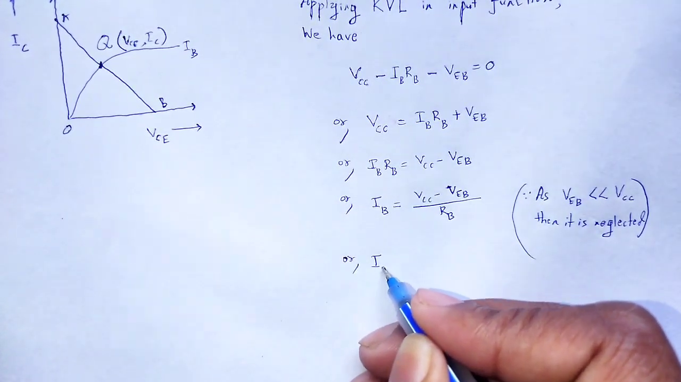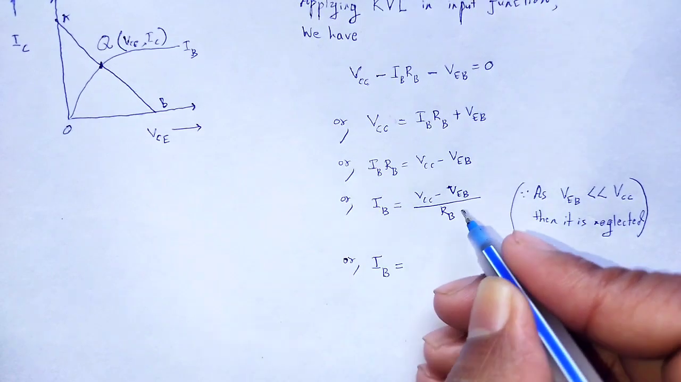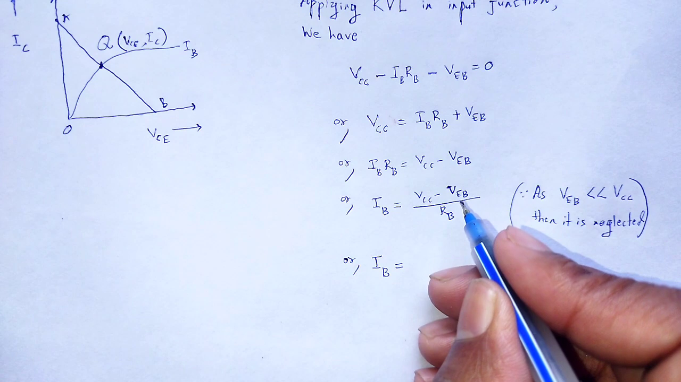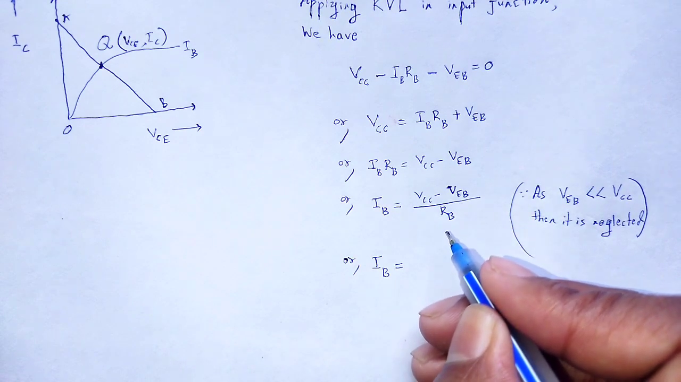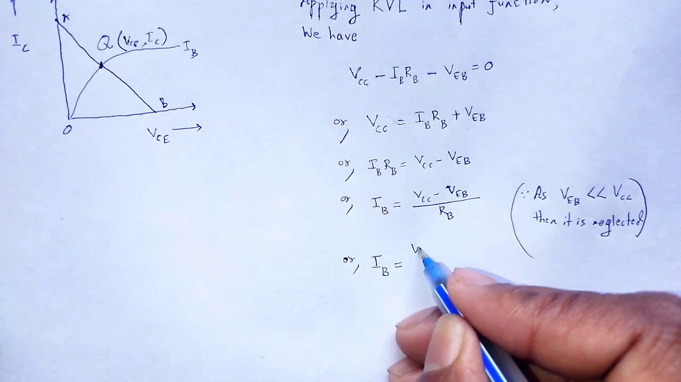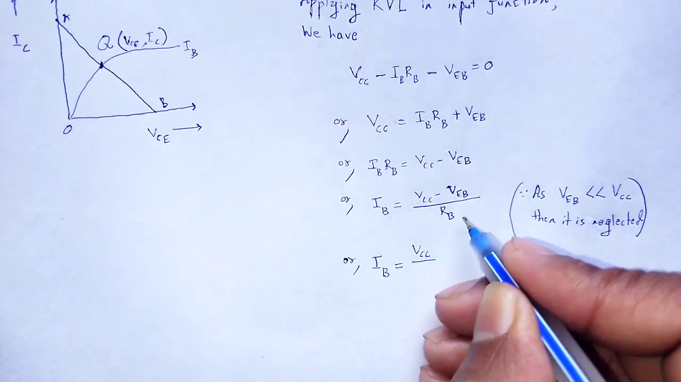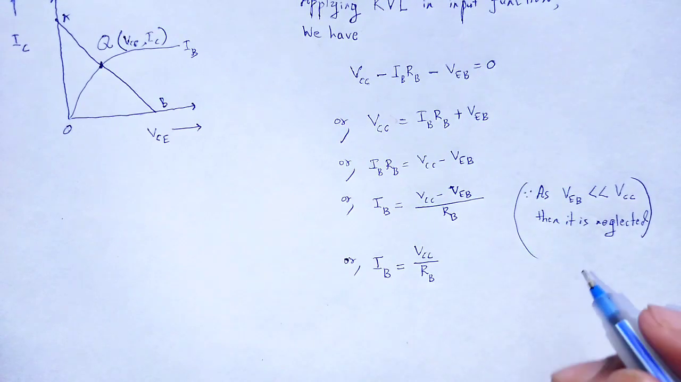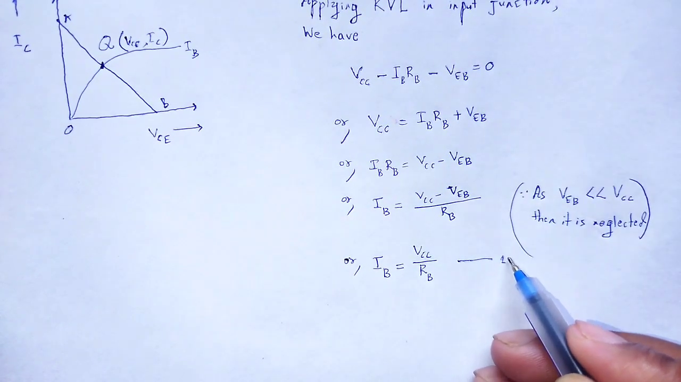Therefore, base current IB is equal to VCC divided by RB, since VBE is neglected. Equation number 1.